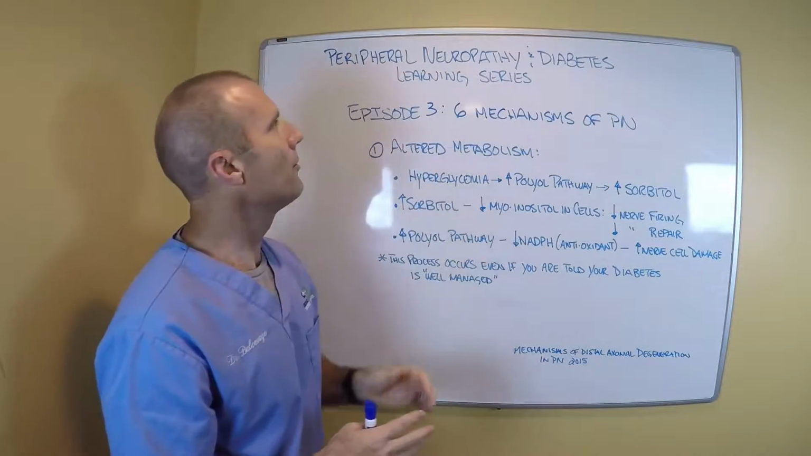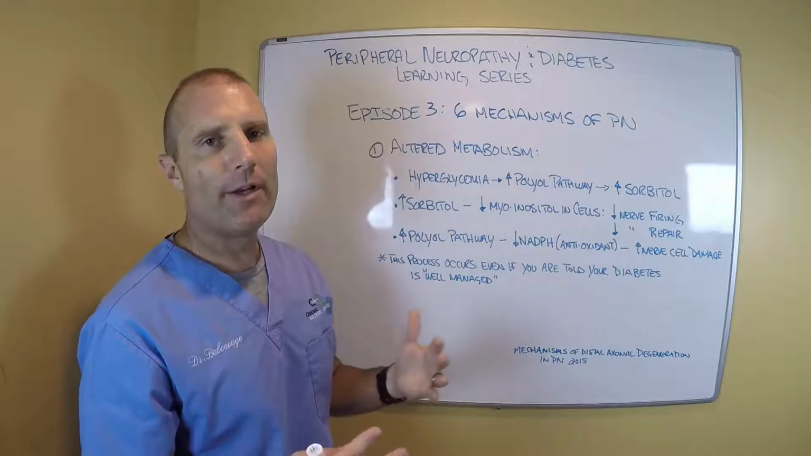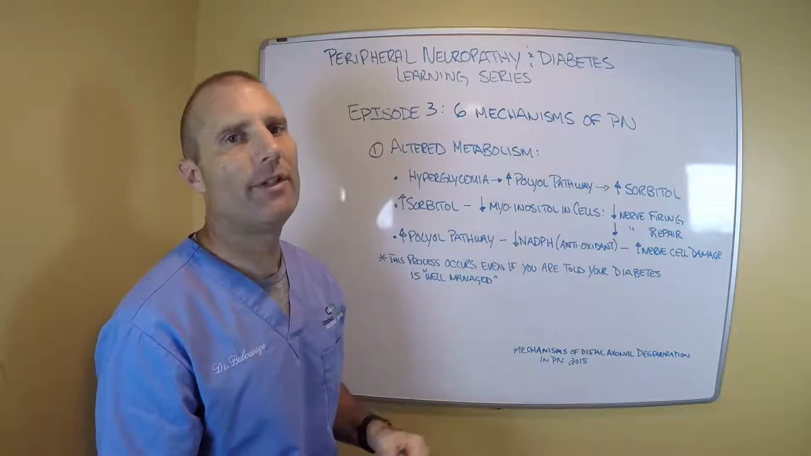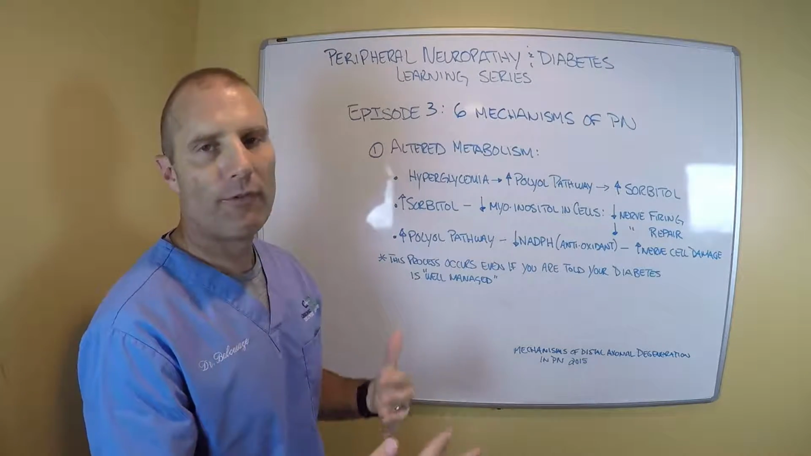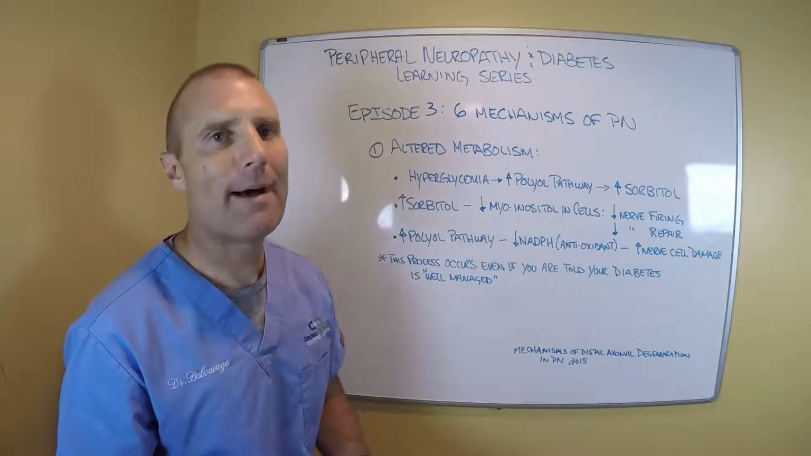We're back for episode 3 of the Neuropathy and Diabetes Learning Series. And today I want to break out those 6 mechanisms of peripheral neuropathy I talked about last video. Today I want to talk about part 1, which was the altered metabolism.